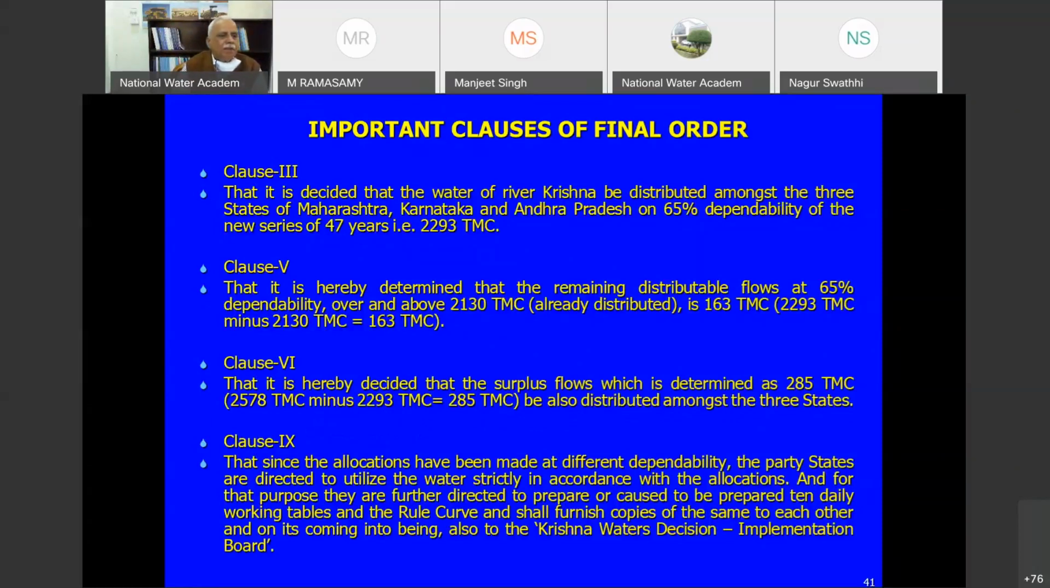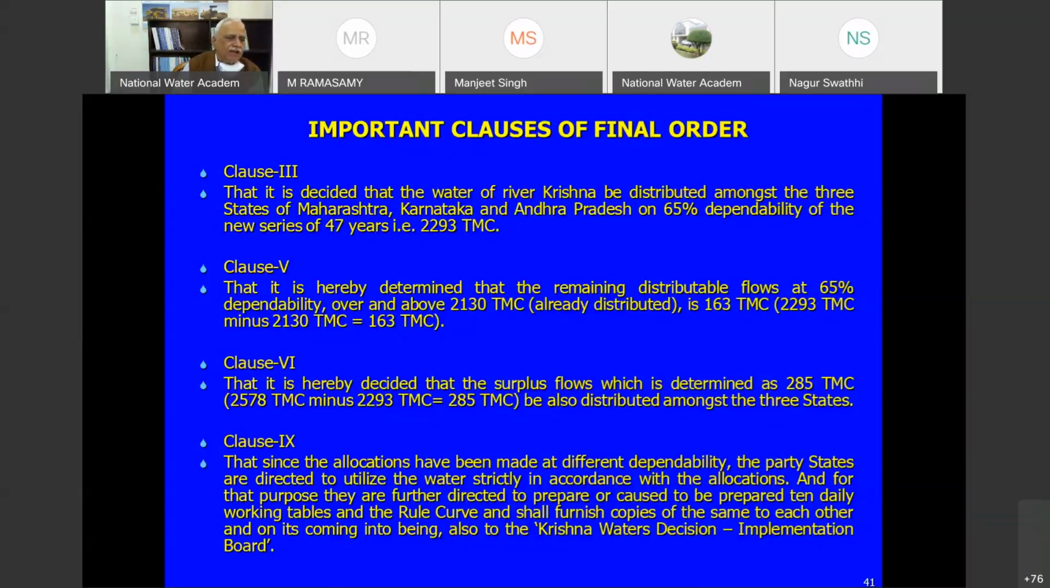Clause 3: it is decided that the water of Krishna be distributed amongst the 3 states of Maharashtra, Karnataka and Andhra Pradesh on 65% dependability of the new series of 47 years, that is 2293 TMC. Clause 5: it is hereby determined that the water at 65% dependability over and above 2130 TMC is 163 TMC.